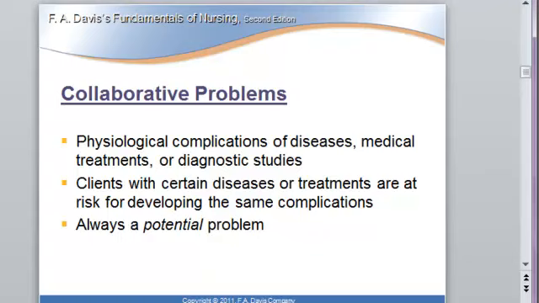All patients or clients who have a certain disease or treatment are at risk for developing the same type of complication. So this is always a potential problem. Your book gives an example about Todd, who has type 2 diabetes. He has a collaborative problem of potential complication of type 2 diabetes, which would be hyperglycemia or hypoglycemia. All other patients have that same type of problem, so that's always a potential problem when you look at collaborative problems.